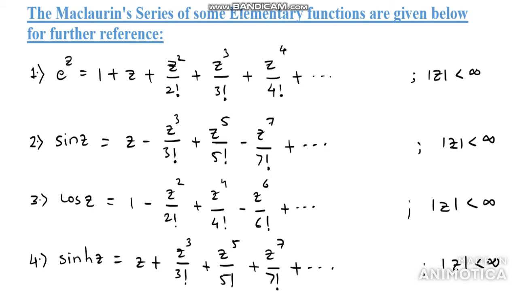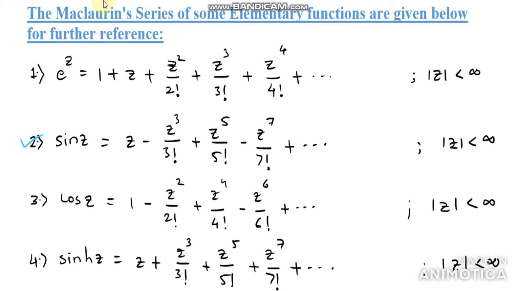Now we see the next, sin z. If the function is sin z, then the Maclaurin series expansion of sin z is given as z minus z cube divided by 3 factorial plus z raised to 5 divided by 5 factorial minus z raised to 7 divided by 7 factorial plus and so on. This expansion is valid for modulus of z finite, that is less than infinity.